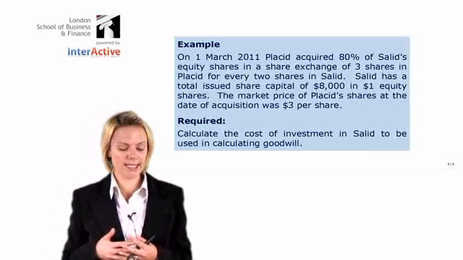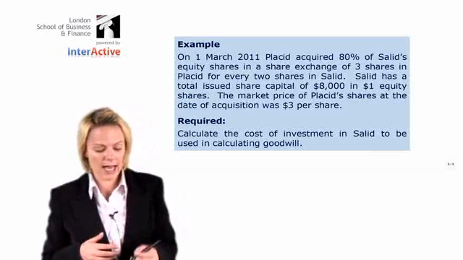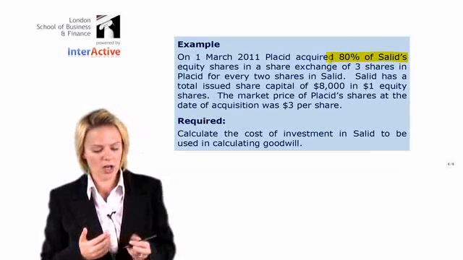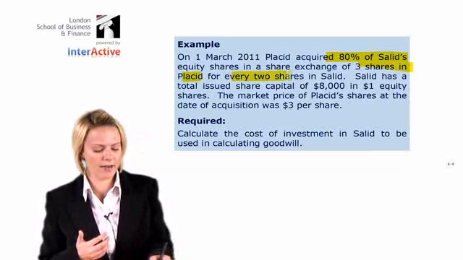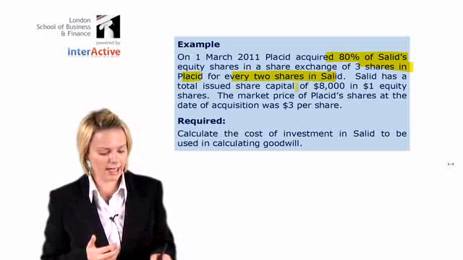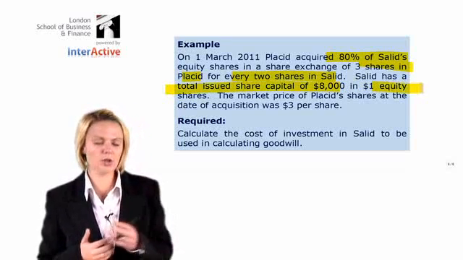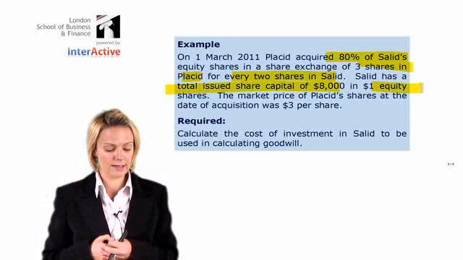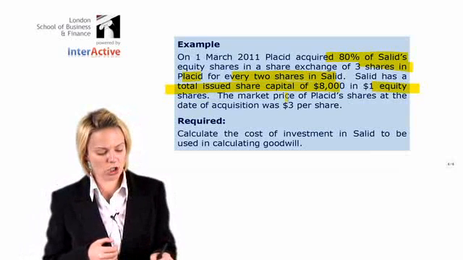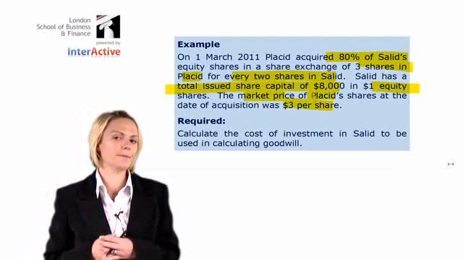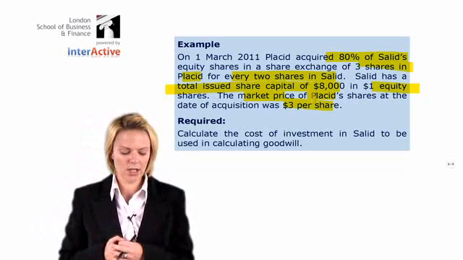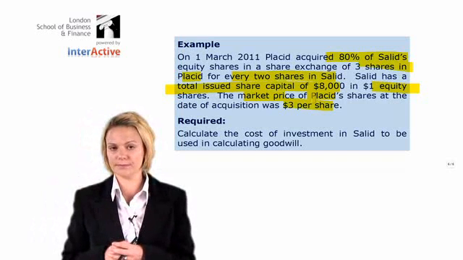On the 1st of March 2011, Placid acquired 80% of Salid's equity shares in a share exchange of 3 shares in Placid for every 2 shares in Salid. Salid has total issued share capital of $8,000 worth of $1 equity shares. The market price of Placid shares at the date of acquisition were $3 per share. Required, calculate the cost of investment in Salid to be used in calculating goodwill.